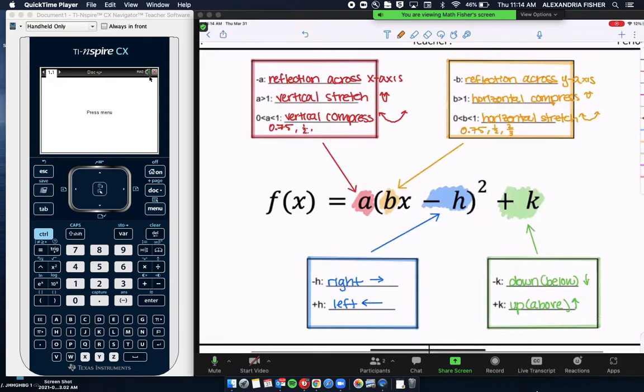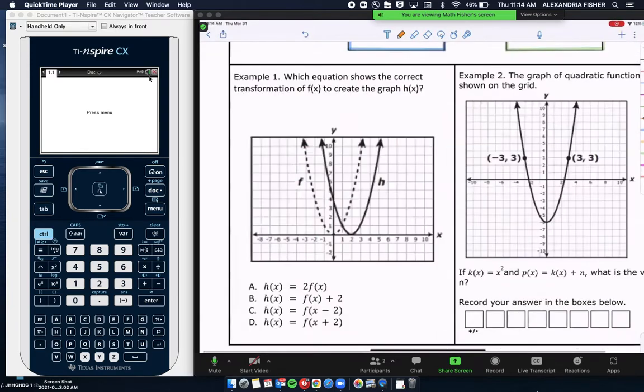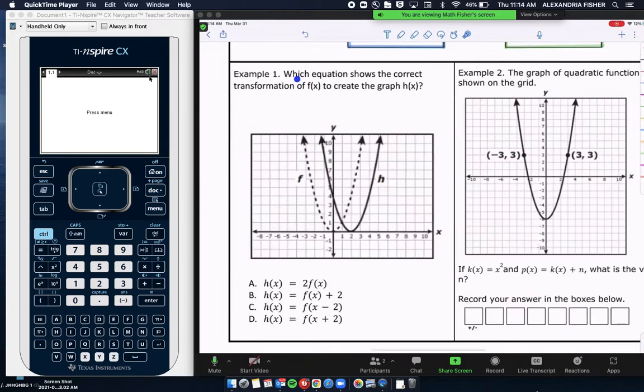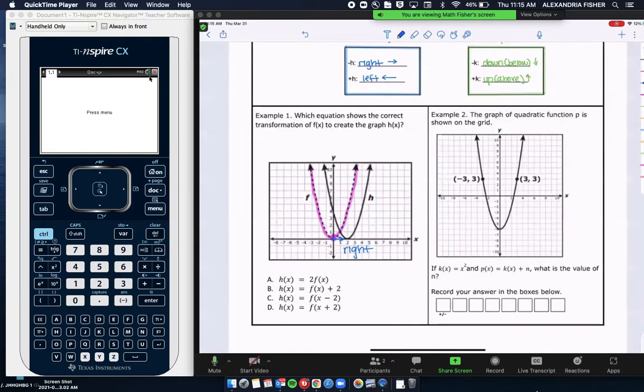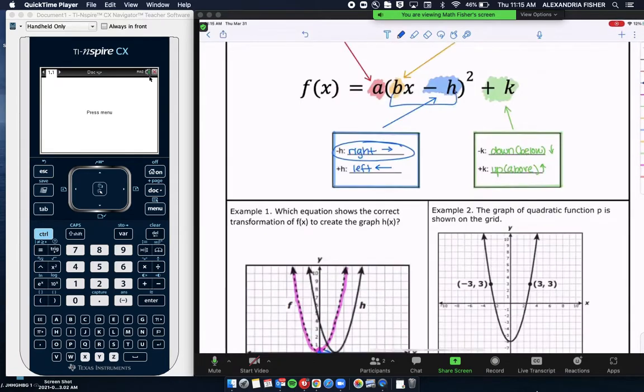So let's go to our first example. Example 1. Which equation shows the correct transformation of f of x to create the graph of h of x? So remember, we always start with f at 0, 0. So if we're looking at this, we started at 0, 0, and we went to the right. Okay? So if we know it's the right, we know it's inside of the parentheses.